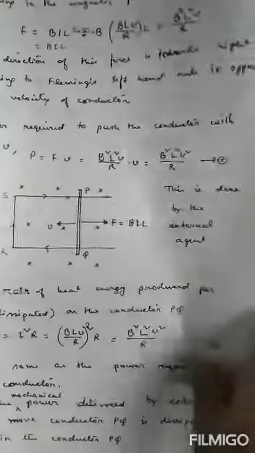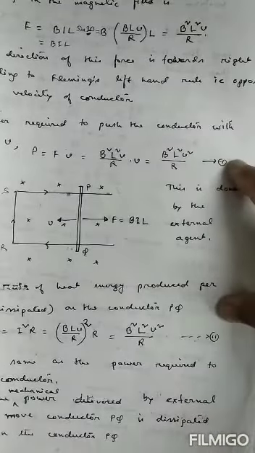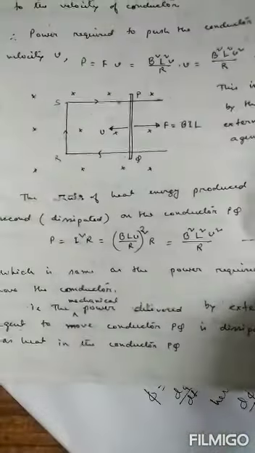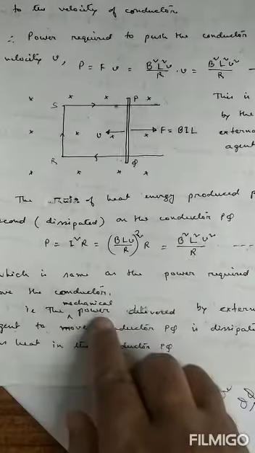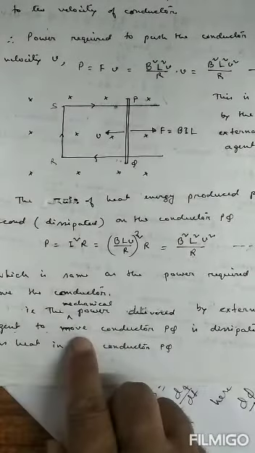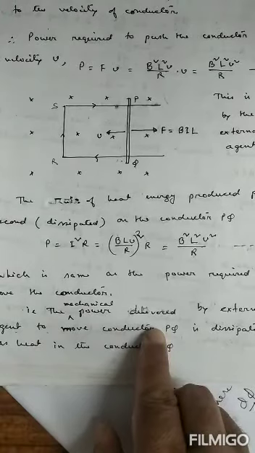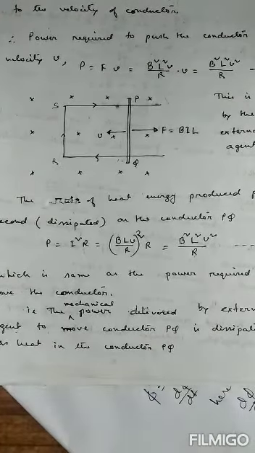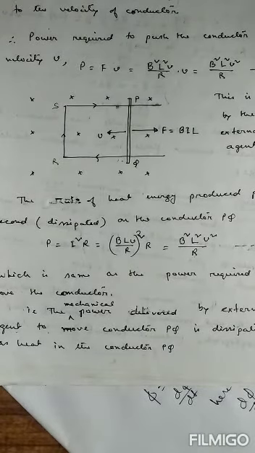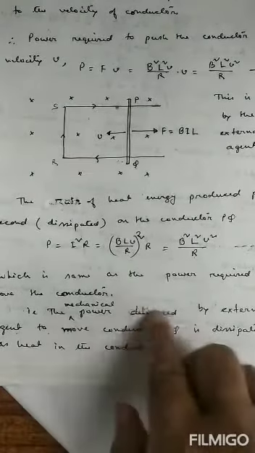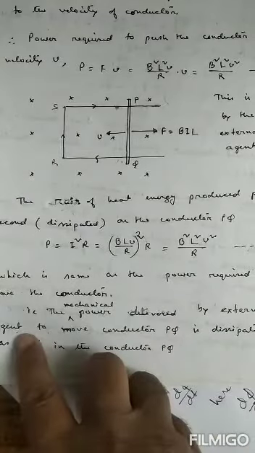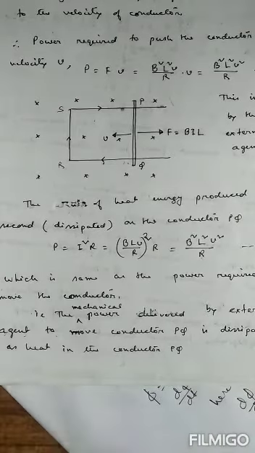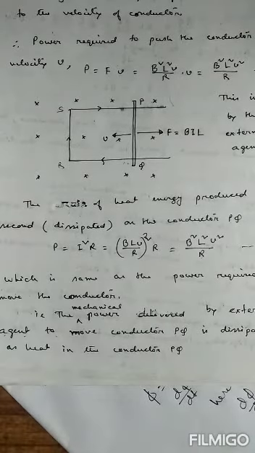If you see expressions 1 and 2, they are similar to each other. That means the mechanical power delivered by the external agent to move the conductor PQ is dissipated as heat energy in the conductor PQ. Okay?